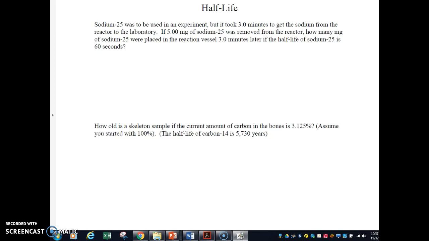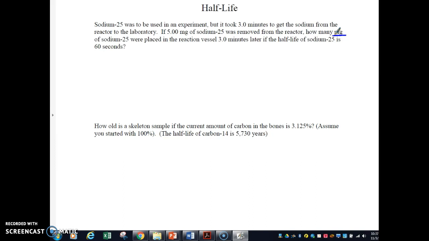So in this example, sodium 25 was to be used in an experiment, but it took 3.0 minutes to get the sodium from the reactor to the lab. If they started off with 5.00 milligrams out of the reactor, how many milligrams of sodium 25 were placed in the reaction vessel 3 minutes later if the half-life of sodium 25 is 60 seconds? So they are asking you to solve for an amount of substance in this example.